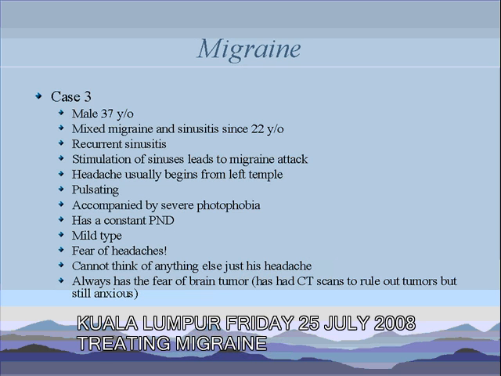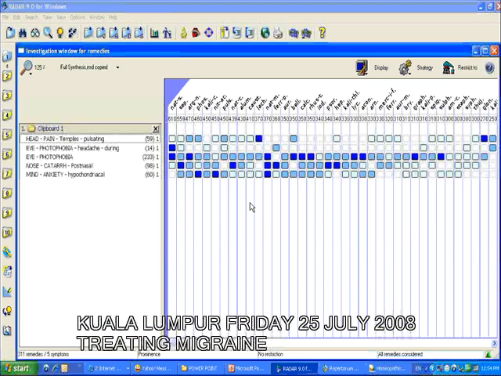He has a constant postnasal discharge, and he is of the mild type, and he fears headaches, cannot think of anything else except his headache, and always has the fear of a brain tumor. He has had CT scans to rule out tumors, but he is still anxious.